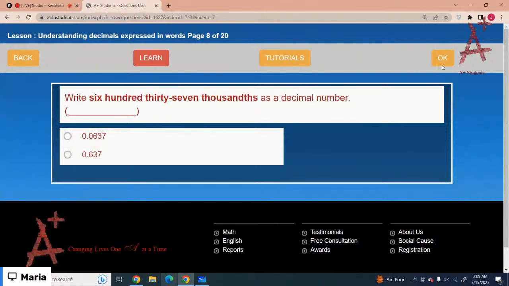Write 637 thousandths as a decimal number. So which is the correct option? 0.637, six hundred and 37 thousandths. That would be option number two. Got it? Option number two is the correct option.